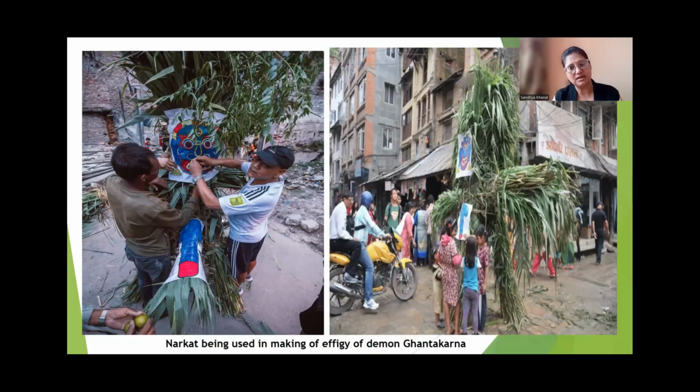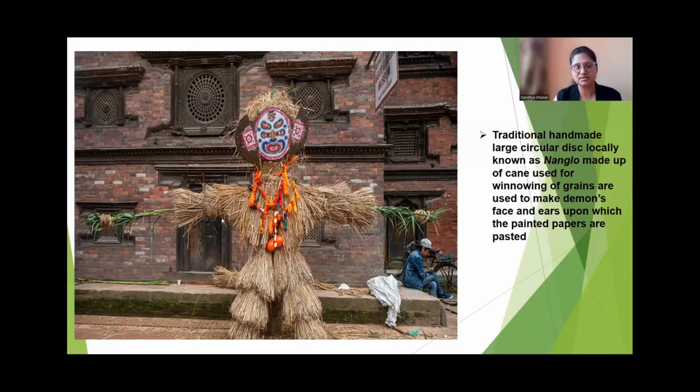And next, as we discussed before, narkat is also used to make this effigy. Here the people are using narkat in making the effigy of the demon Ghantakarna. As for how the faces are made, the traditional handmade large circular discs, locally known as nanglo in Nepali, made of cane and used for winnowing grains, which we women use in our houses and which are available in the market, are used to make the demon's face and ears, upon which painted papers are pasted.